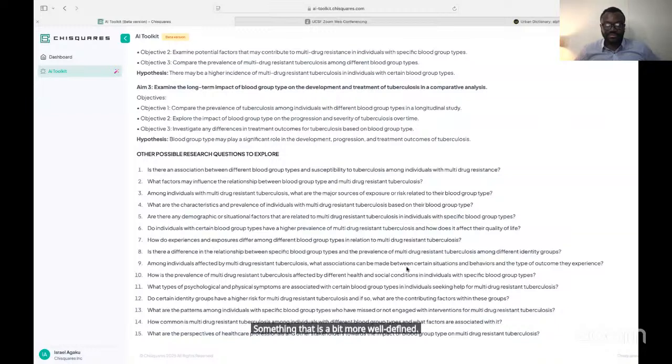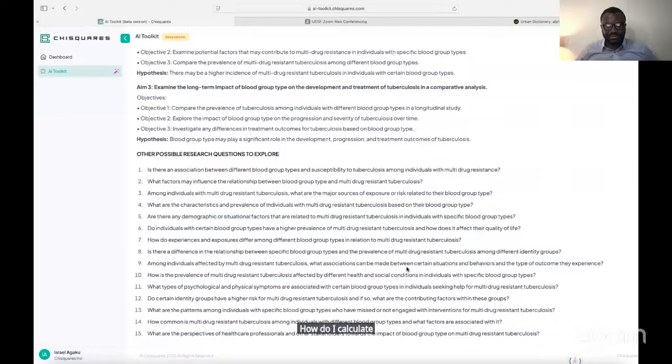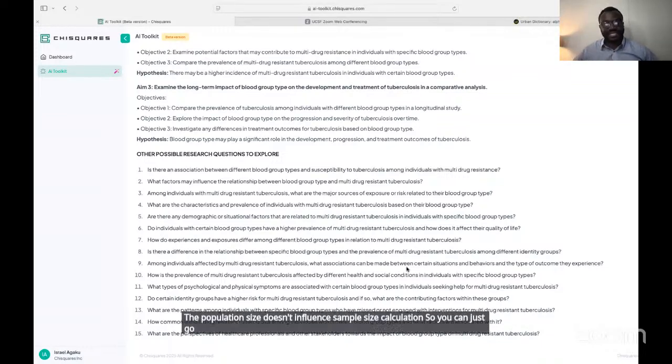Thank you. Hi, Prof. I'm looking forward to collecting data in a town with more than 4 million people. How do I calculate the sample size in a cross-sectional study? Well, it's exactly the same way we did it. The 4 million people doesn't matter. The population size doesn't influence sample size calculation. So you can just go to the platform and do exactly what we did.